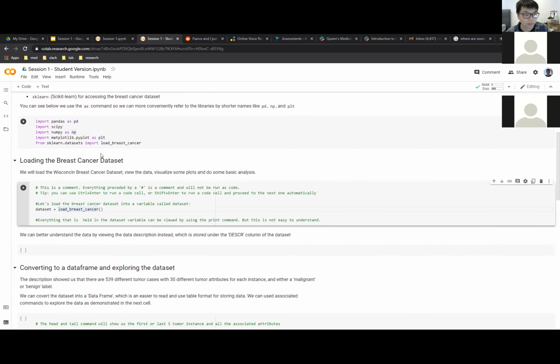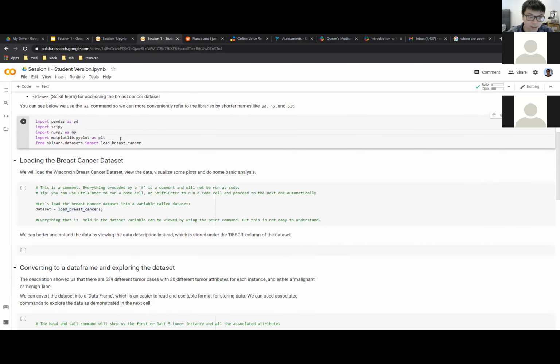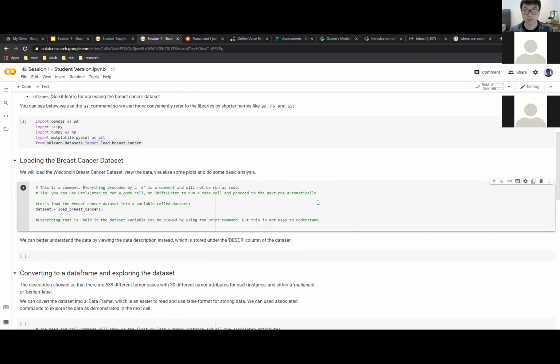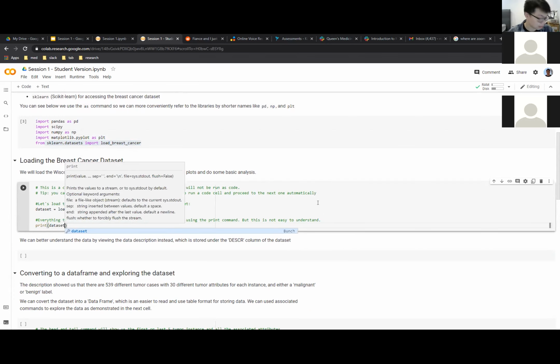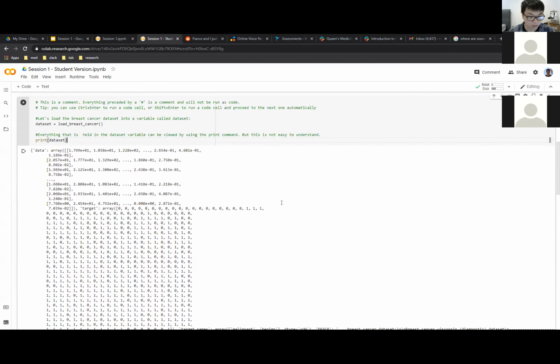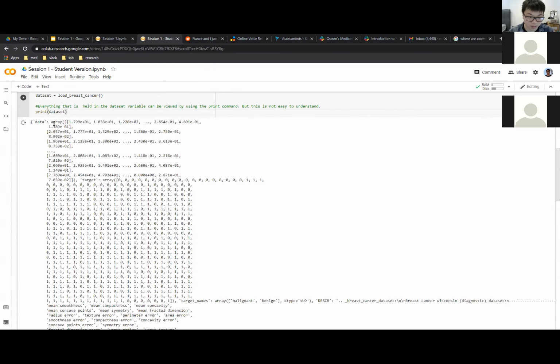Now the breast cancer data set is provided by the sklearn library. So all we have to do is say dataset equals load breast cancer. If we run the cell with Control Enter, it just runs, but we don't know what it did. So we can tell Python to print out the contents of this data. We say print dataset, and I'll run this again. Print spits out all the numbers in this data set.